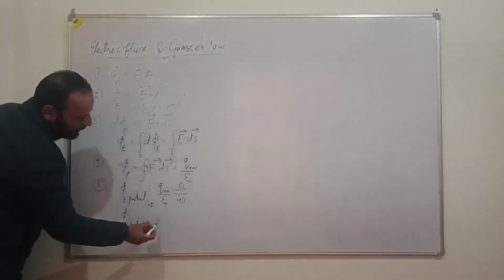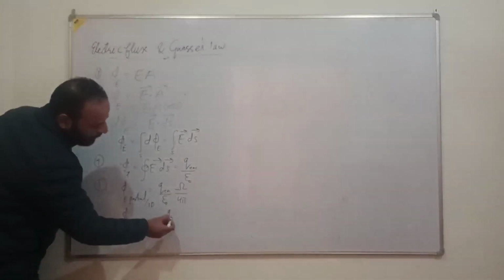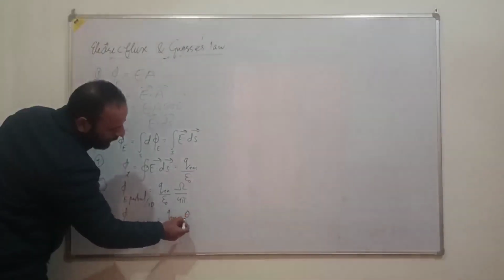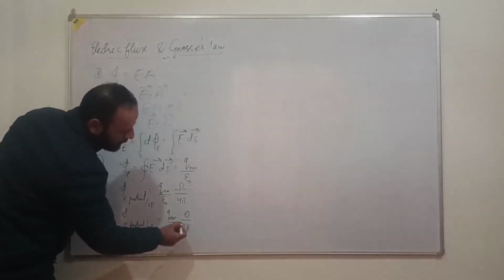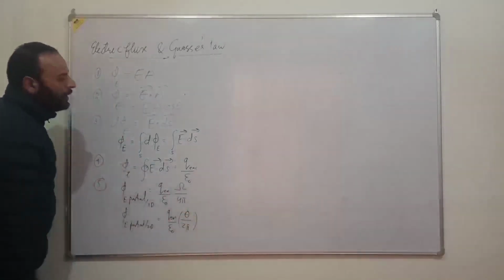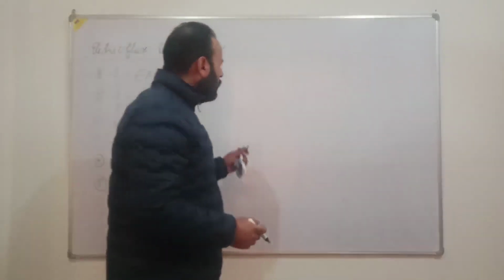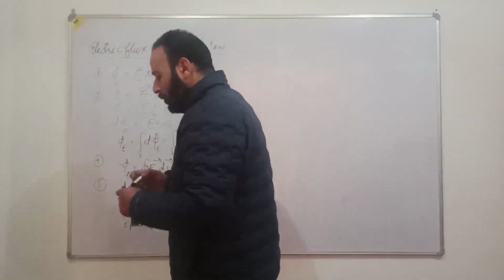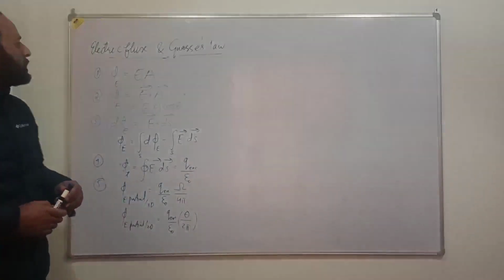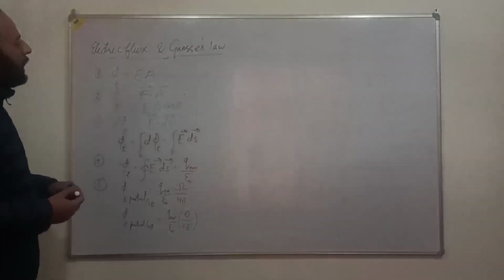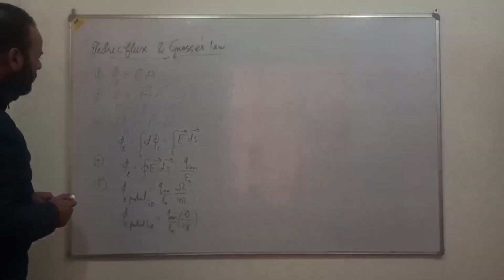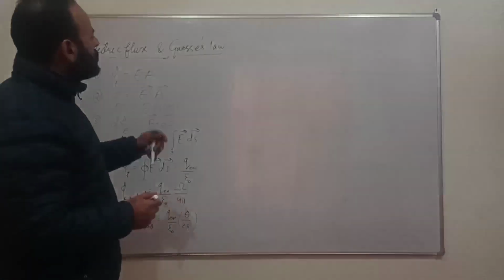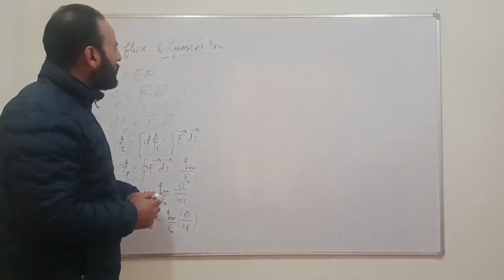is equal to Q enclosed divided by epsilon naught. So here it is theta divided by 2 pi, where theta is the plane angle, right? So these are some of the basic formulae which you have to remember to solve the problems based on electric flux and Gauss's law, right? Okay. So now let's see what is the flux due to a point charge.